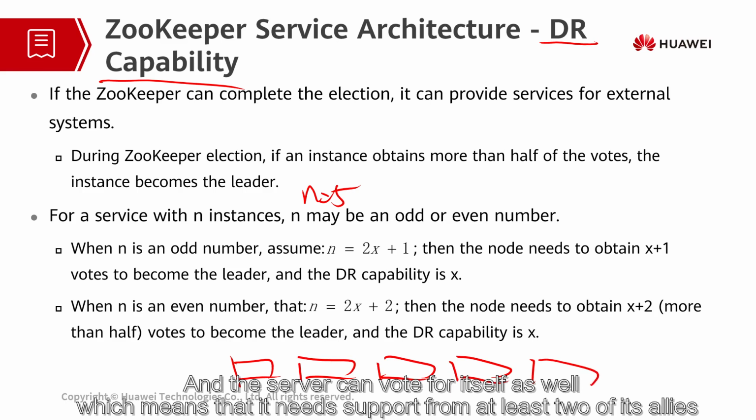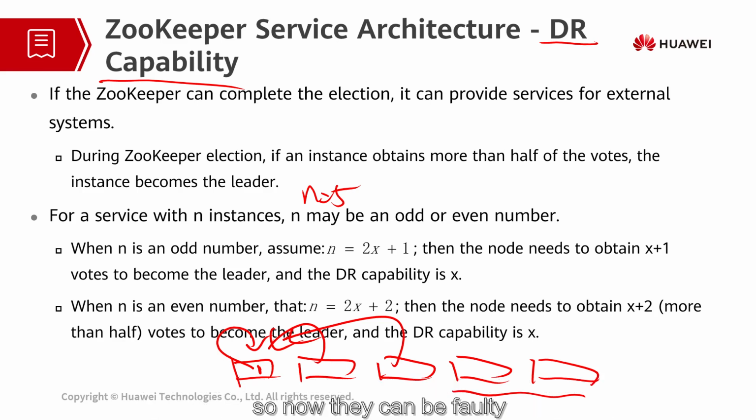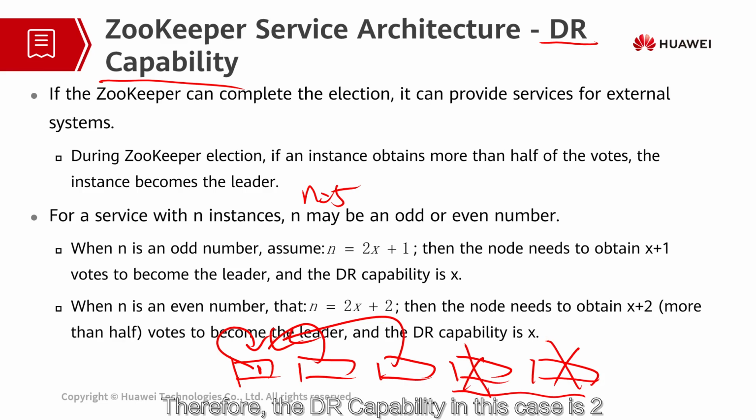So 5 servers. Now, suppose that the first 3 vote for it, then the opinion from the remaining 2 seems not so important. So now they can fail. Therefore, the DR capacity in this case is 2.